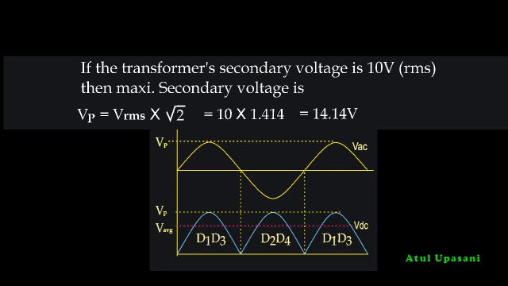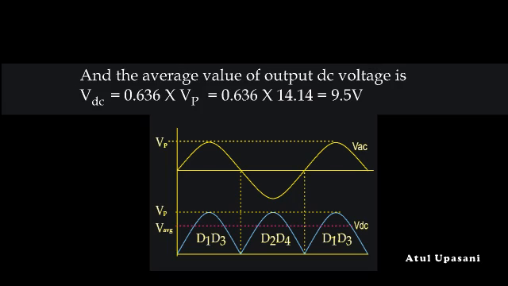Suppose the secondary voltage of the transformer is 10 volt. This 10 volt will obviously be the root mean square value. So this value should be converted into the max value by the formula Vp equal to Vrms into root 2, and if 10 volt is the secondary voltage, then it comes to be 14.14 volt. Similarly, the average value of output DC voltage can be calculated by the formula VDC equal to twice Vp by pi, and it is found to be 9.5 volt.